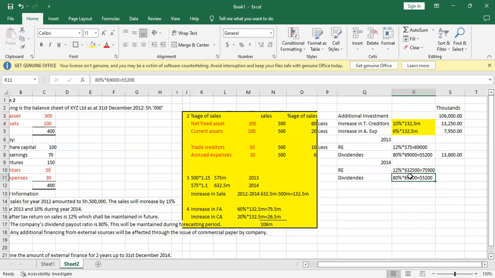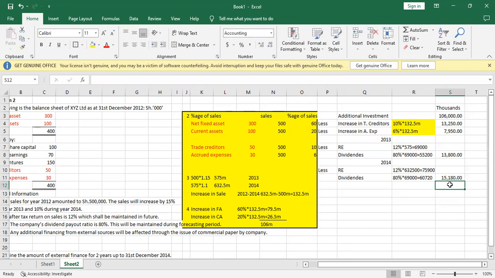And then the last one, I have the 80% of 75,900. 80% of 75,900, I'm getting 60,720. So 75,900 minus 60,720, I'm able to get 15,180.